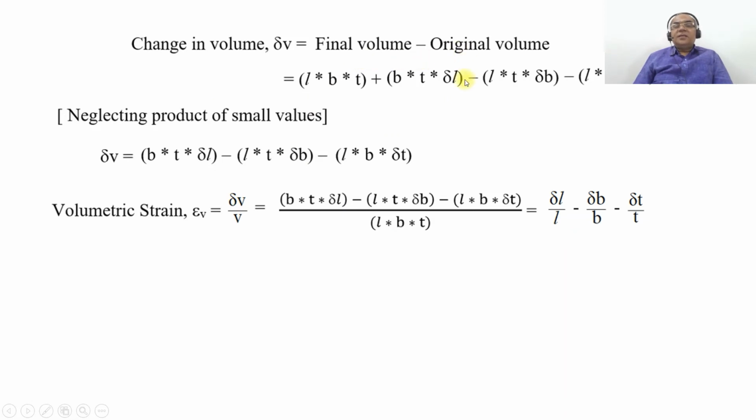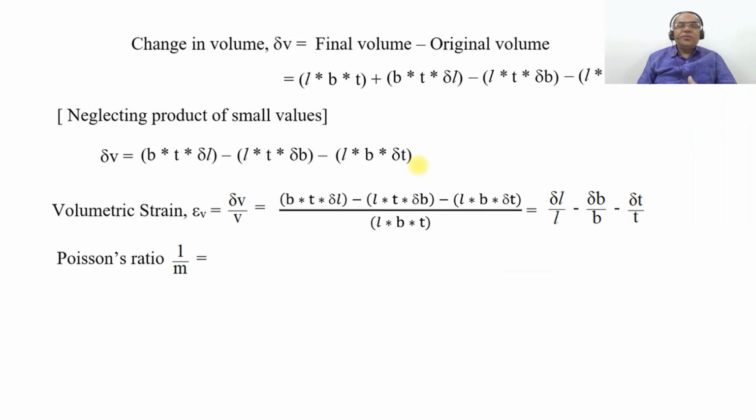Why this? In the final volume, what we are talking about is plus here, basically because the longitudinal strain is along the length, so it will be plus here, and the lateral dimensions are delta B, delta T, and then this is the final volume, and the original volume is L into B into T. So that is the reason why you will be able to get this value as B into T into delta L minus L into T into delta B minus L into B into delta T. So this is how you will be able to get this value of volumetric strain.